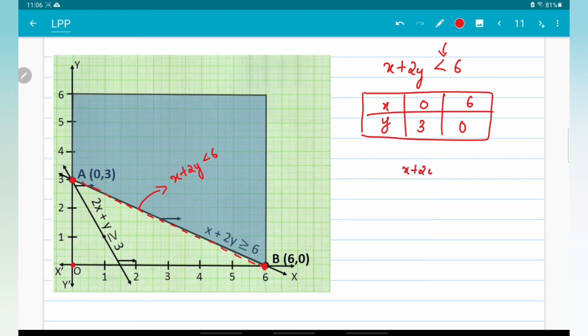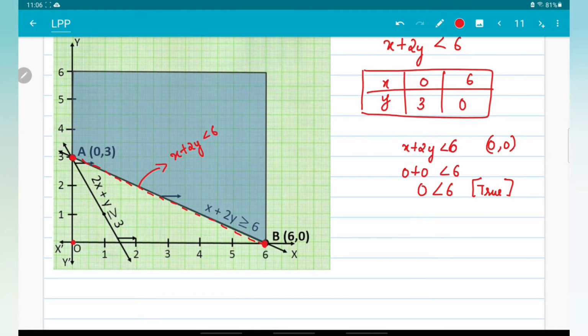So for x + 2y < 6, when I check the point (0, 0), that is, when I place the values of x and y as 0, I get 0 + 0 < 6, that is, 0 is less than 6. Since 0 is actually less than 6, this case is true. When it is true, you have to shade towards that point (0, 0). So I'm going to shade this region.